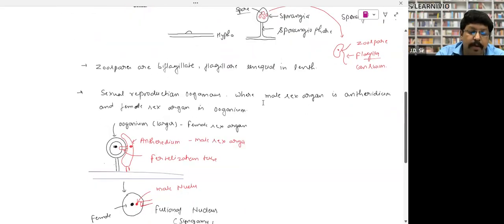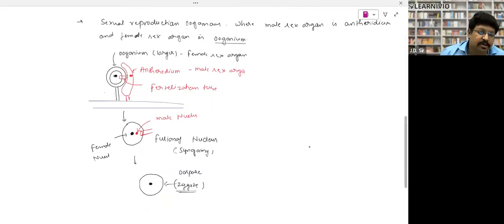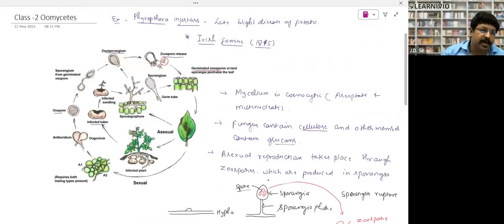Sexual reproduction is oogamous, where the male organ is antheridia and the female organ is called oogonium. So on the basis of oogonium, the class is Oomycetes, right? Look, this is the oogonium, a large female sex organ. This is the antheridium, a male sex organ. It puts a fertilization tube inside it. It drops a nucleus inside it. Then fusion and formation of oospore takes place, right? So the reproduction is oogamous. That's why the name of this class is Oomycetes. Clear?